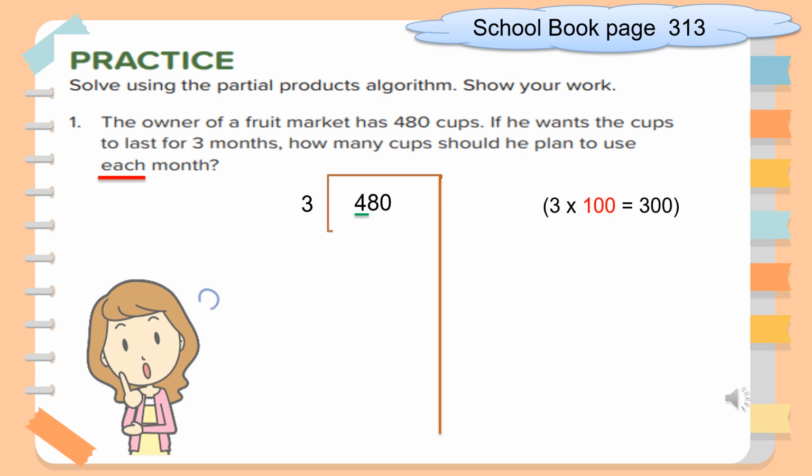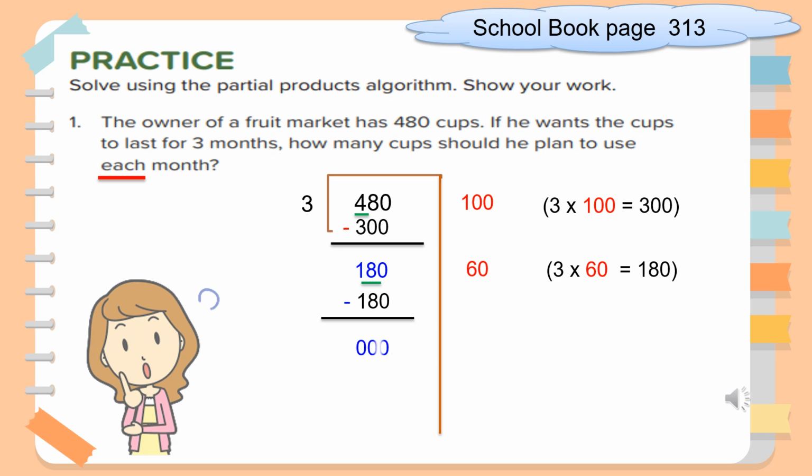We don't have, so we can say 3 times 100 equals 300. I choose the closest to this number, so we put 100 out and we take 300 to make minus equals 180. Now we think 3 times what equals 180? So 3 times 60. So we put 60 out and then we take 180 to make minus. So the remainder here equals 0. To get the quotient we add 100 plus 60 equals 160 and the remainder 0.